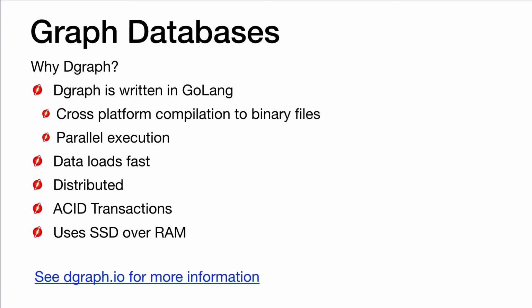So why Dgraph over Neo4j or Cassandra or any of the other hybrids or graph databases? Dgraph is written in Golang, so it takes full advantage of the concurrency ingrained in the Golang language. It provides parallel execution, so it's fast. It's also distributed and sharded. Originally, Dgraph wasn't ACID compliant, but it is now. And they prefer to use SSD storage over RAM, so it doesn't impact the system as much. It's been optimized for that. If you want to learn more about that, just visit dgraph.io.